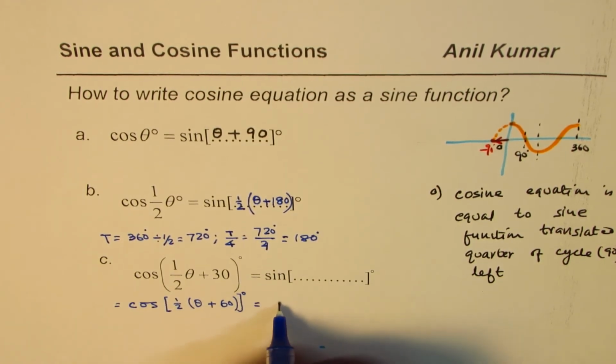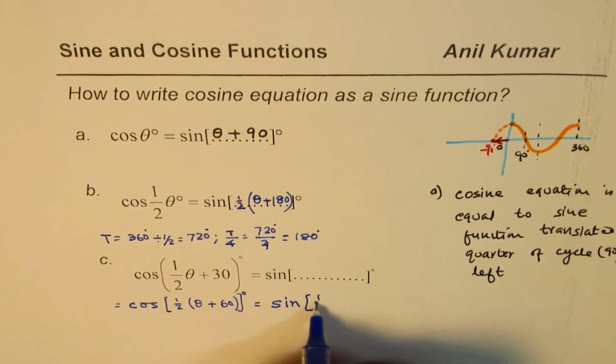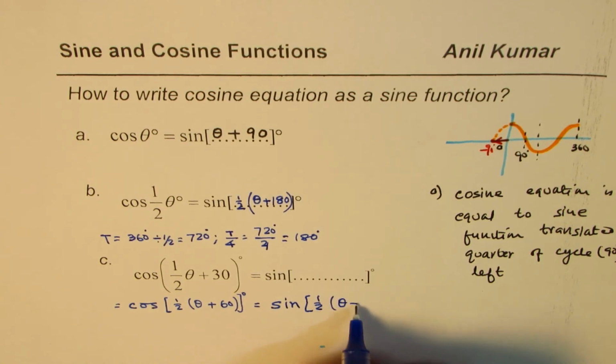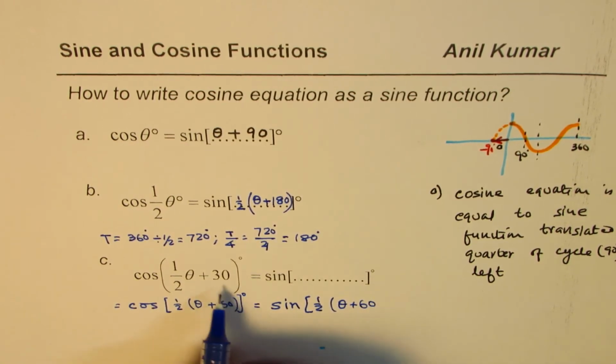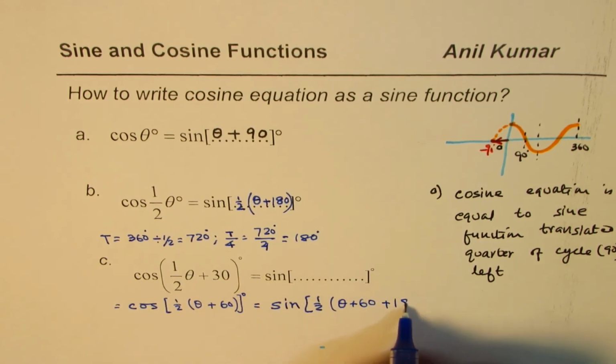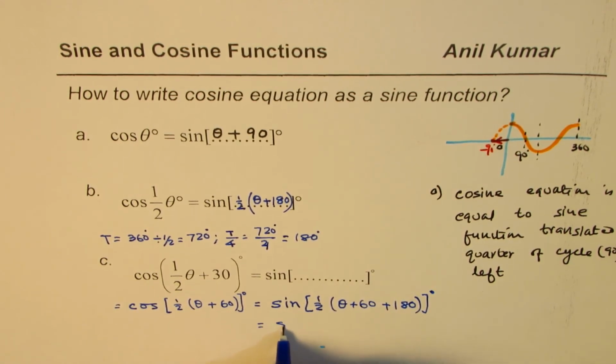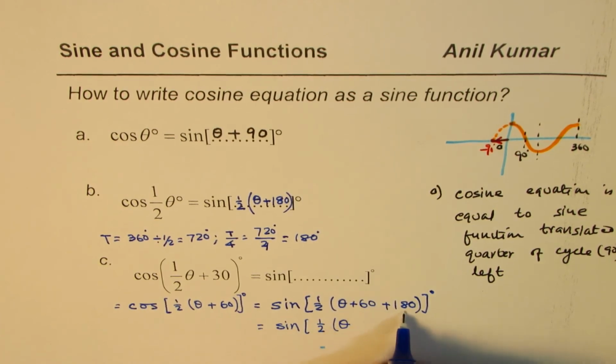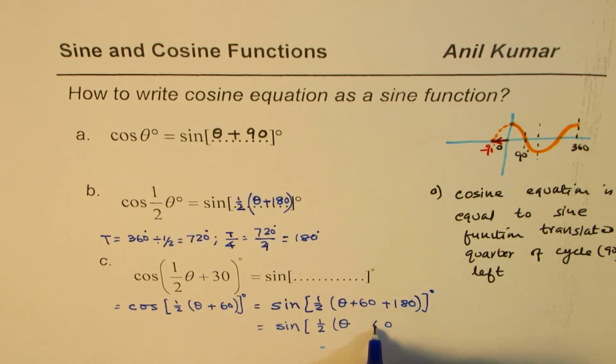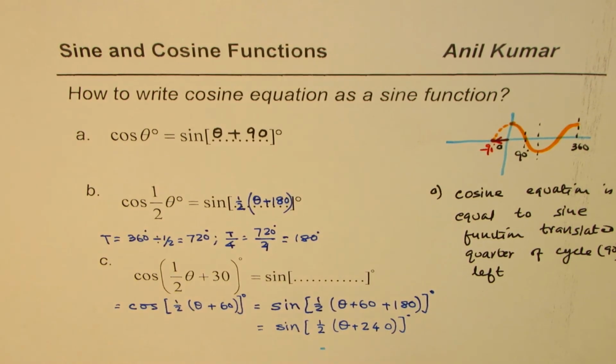So this cosine equation could be written as sine of half theta plus 60 plus quarter of this cycle, which is 180, plus 180 in degrees. So that is equals to sine of half theta plus, just add them up, 240 degrees. So that becomes the solution for the given equation.